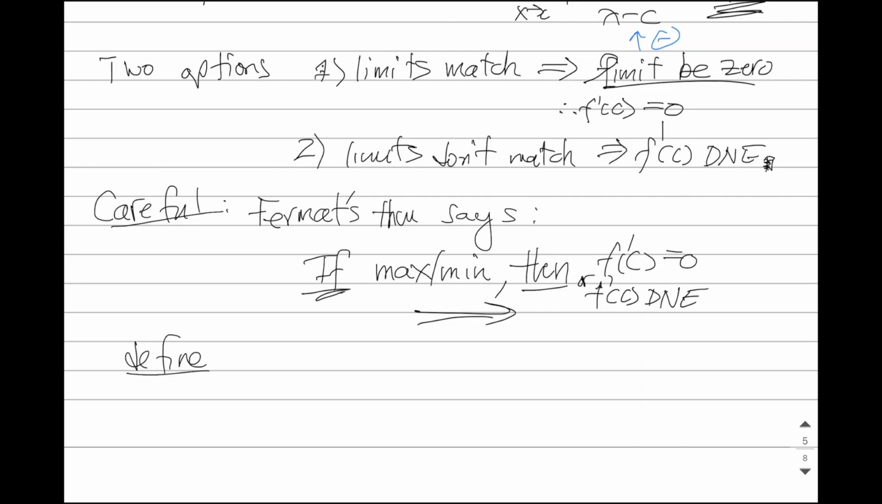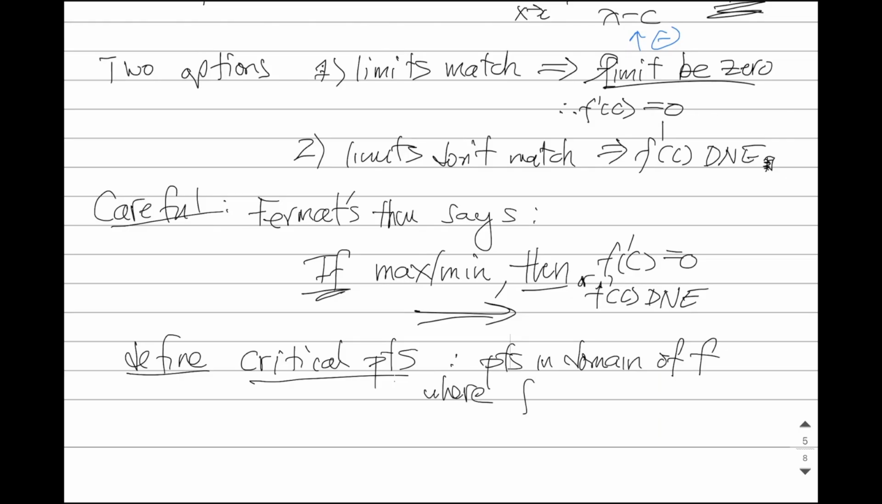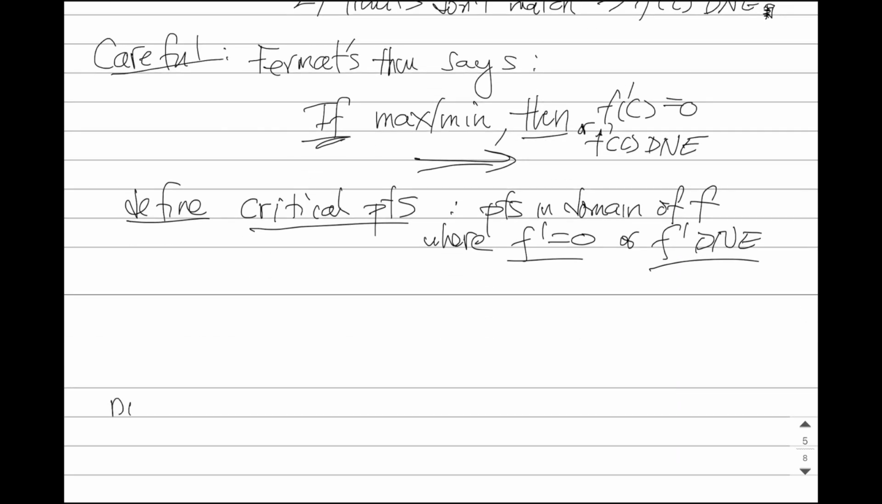So we define what are called critical points. Critical points are points in the domain of your function where f prime equals 0 or f prime doesn't exist. So these are points on the graph of the function that either have a flat tangent line or a tangent that does not exist at that point. Fermat's theorem doesn't hold when you go the other way. Not all critical points are minima or maxima. So you have to be careful.